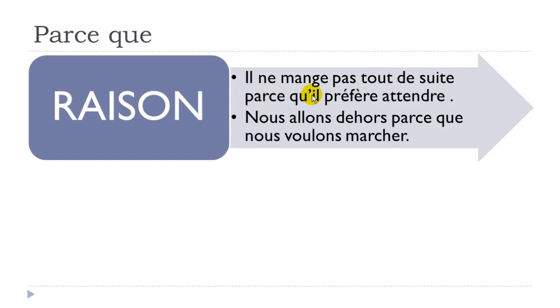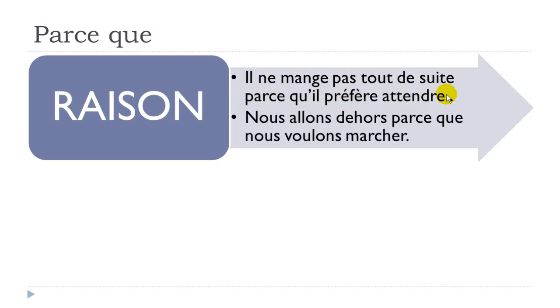Parce qu'il, okay, préfère attendre. So in that case, because he prefers to wait. Il préfère attendre. Okay, préférer, to prefer. And then here, you can see that attendre is to wait, second verb, okay, and then you should put it like here at the infinitive form, so the basic form of the verb, okay. Il ne mange pas tout de suite parce qu'il préfère attendre, okay.